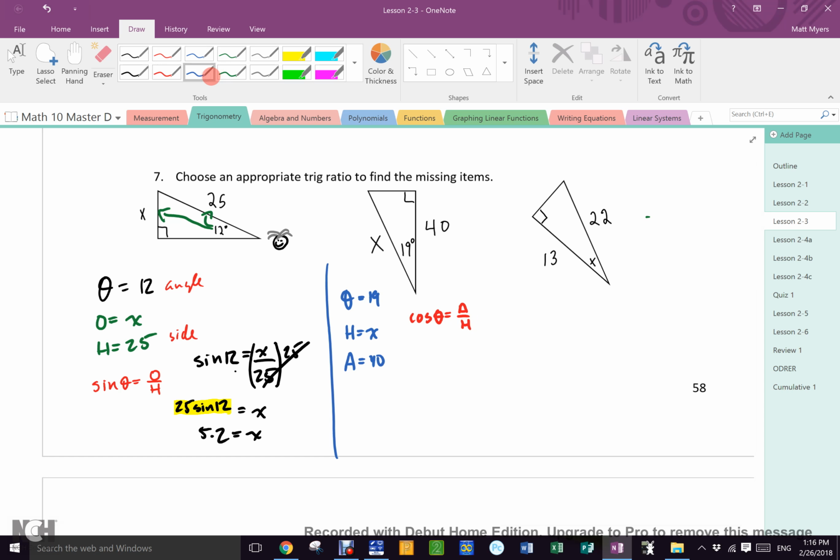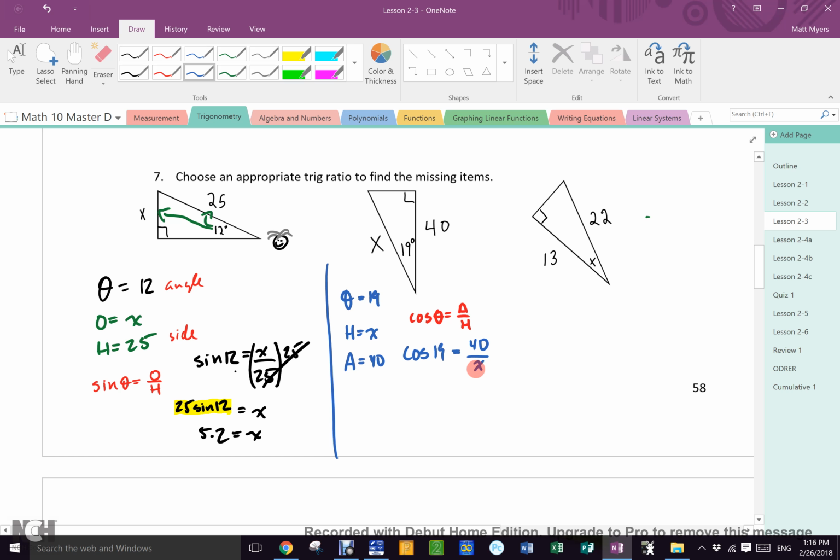And all we do is fill it in. And if you fill it in, you can't do it wrong. Cos, what's theta? 19. Oh, look, we wrote it down. It's right there. Easy peasy lemon squeezy. What's A? 40. What's H? X. Now again, if you know algebra, you can do this easily.